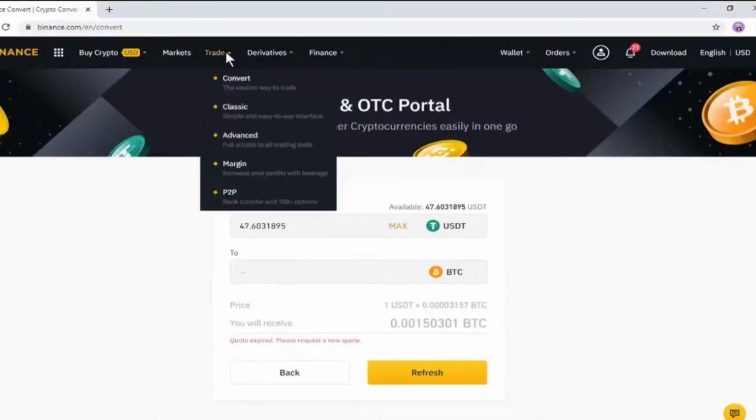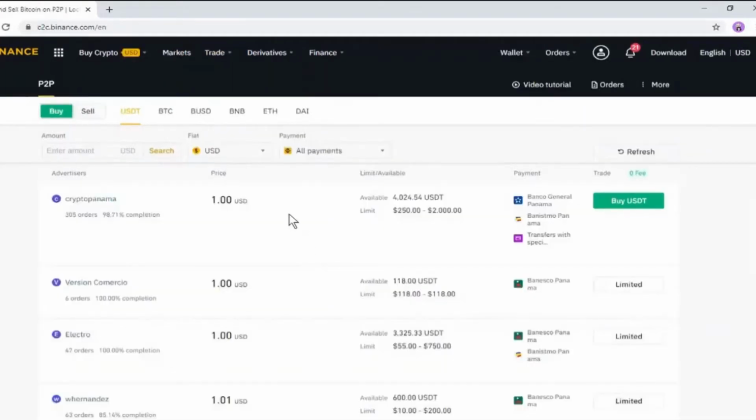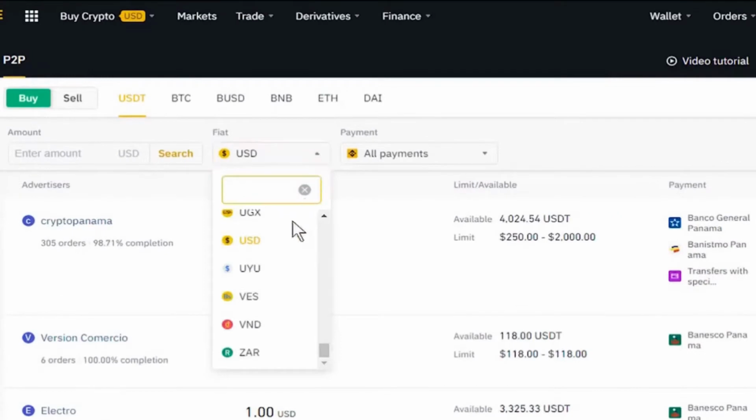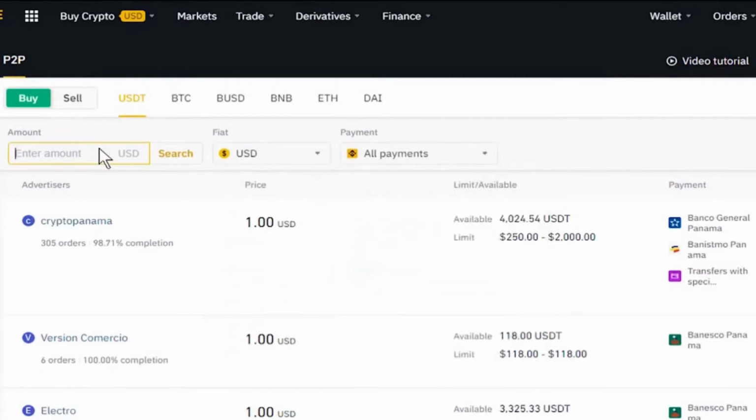Okay, now let's go to P2P and see how we trade here. P2P trading is actually peer-to-peer trading, and here you can trade crypto in exchange for your local currency. For example, you can choose your local currency here, and here you can select your desired payment, and here you can search based on the amount of your local currency that you want to exchange. And at this part, you can choose the coin that you want to exchange with your currency. And here you can choose whether you want to buy or sell.